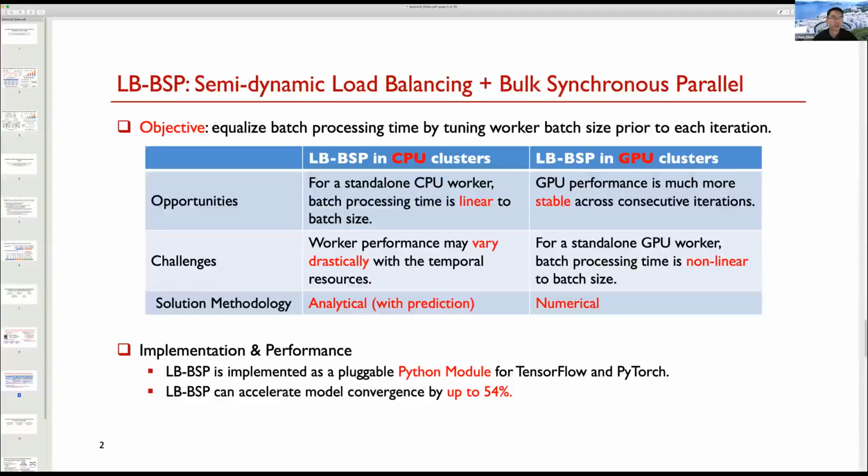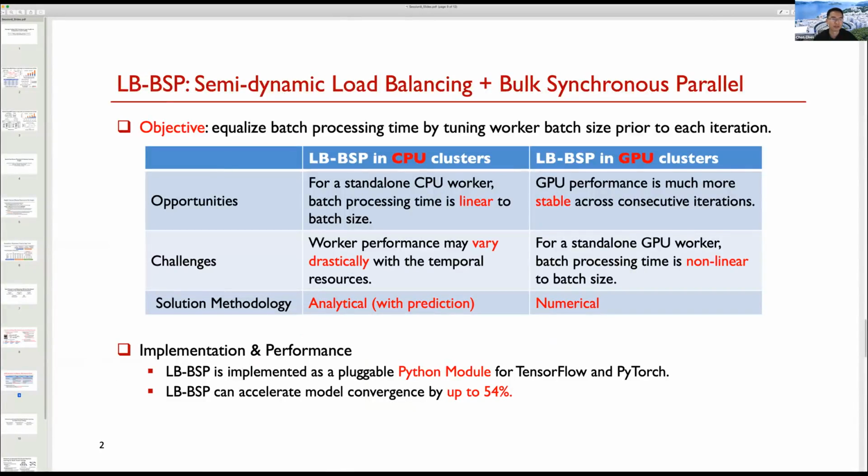And in this work, we have combined the semi-dynamic load balancing scheme with the current bulk synchronous parallel scheme and propose LBBSP. The objective of LBBSP is to equalize the batch processing time of all the workers by tuning the batch size prior to each iteration. And this turns into different challenges for CPU and GPU clusters.